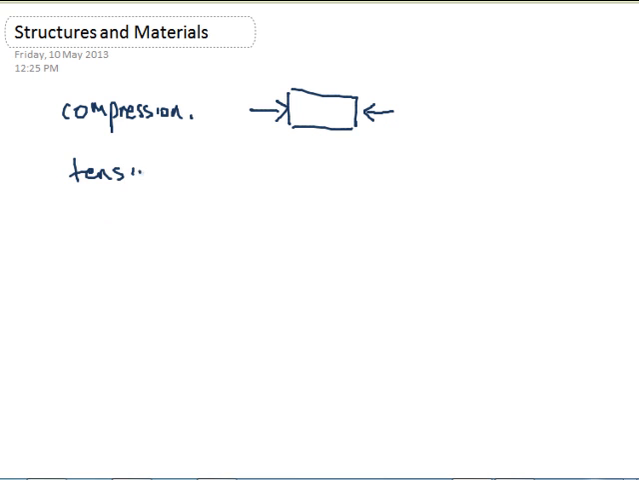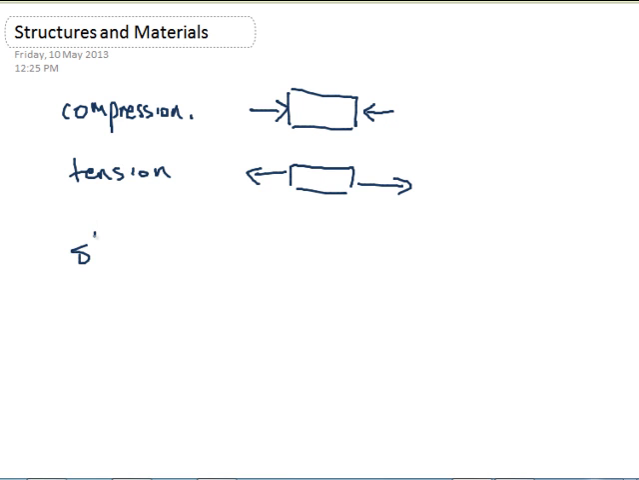You've got tension, which is effectively the reverse process, where the atoms are being stretched and pulled apart, and therefore we see an overall increase in the length of the material.